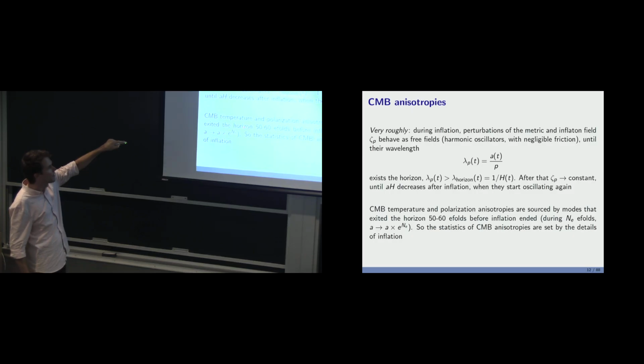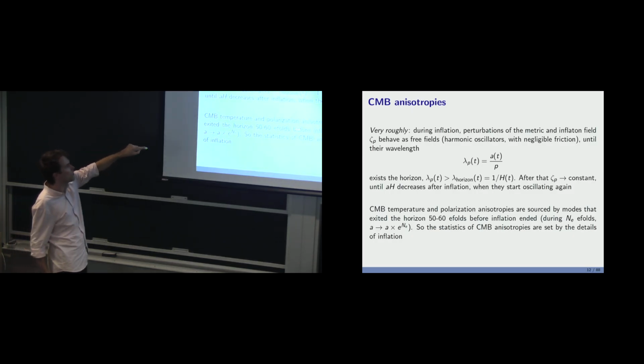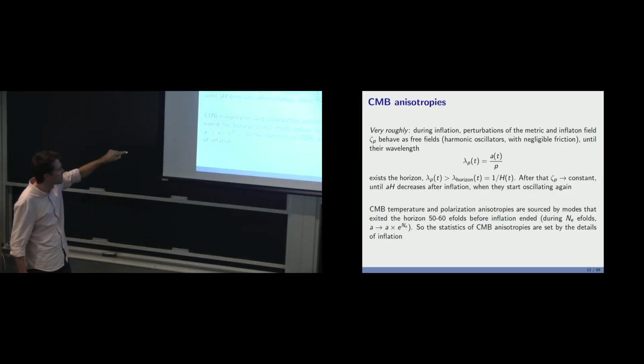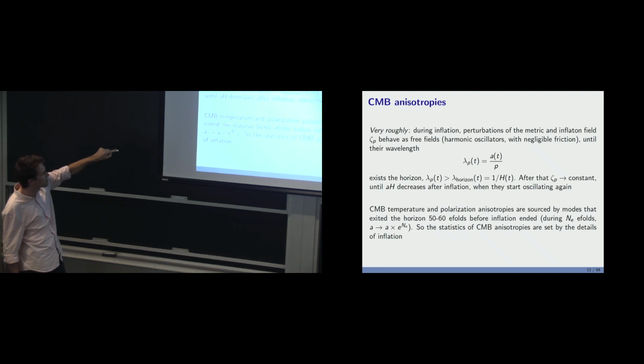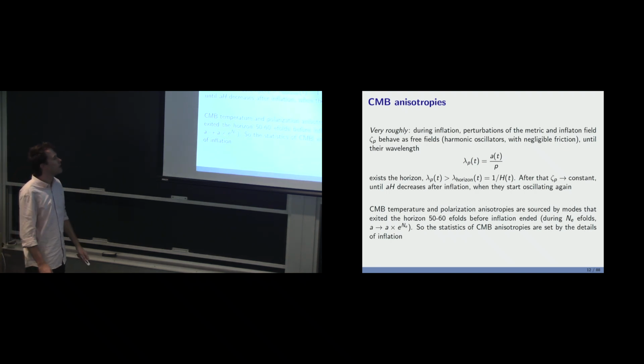So roughly 50 to 60 e-folds before the end of inflation, meaning an e-fold means this. Okay, the scale factor is increased by a factor of e for 1 e-fold. So the idea is that the statistics of the CMB anisotropies are set by the details of inflation.